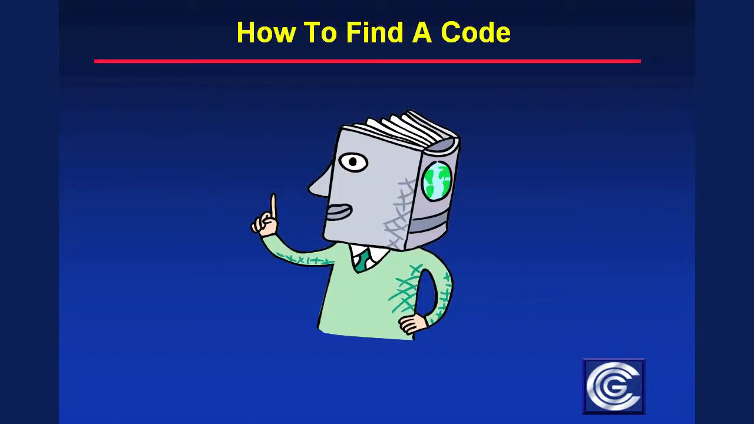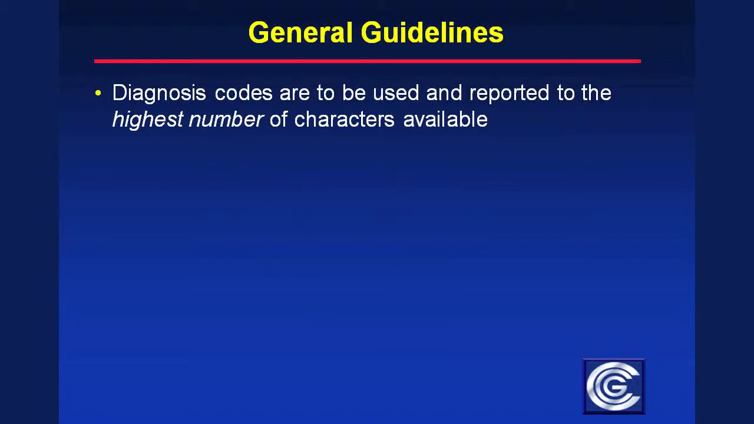At this point, the viewer should have an appreciation for the scope, organization, and workings of ICD-10. Now it's time to apply the guidelines, conventions, and instructions to the practical process of finding a code. The process of finding a code owes much to the heritage of ICD-9. There are many familiar points. We begin with general guidelines.